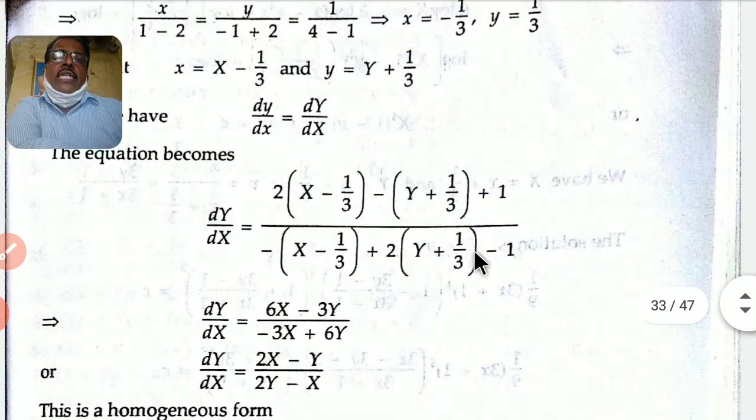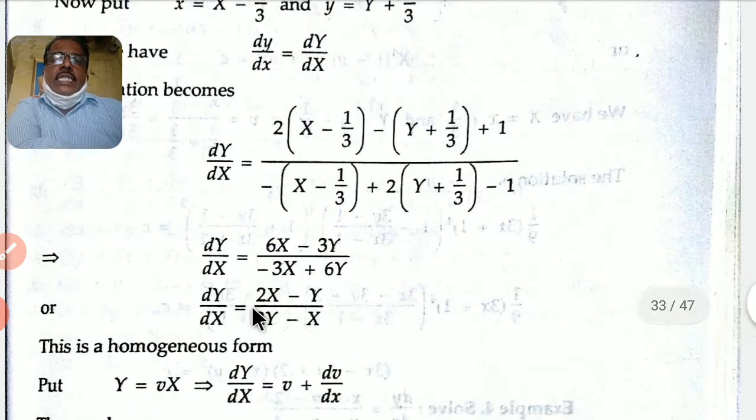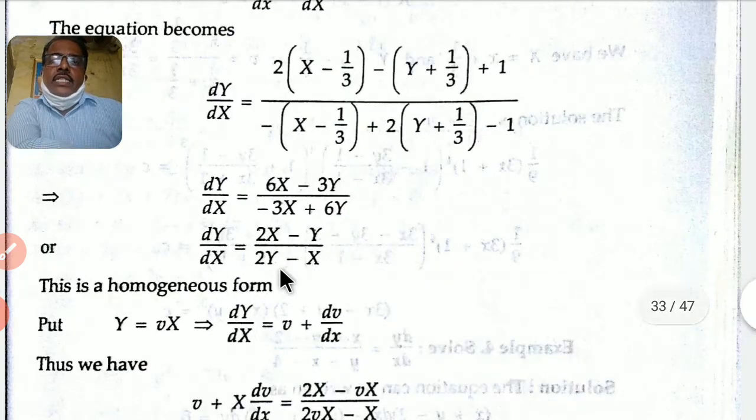Okay. So next is dY by dX is equal to, now simplify this and we get (6X - 3Y) divided by (-3X + 6Y). Then dY by dX, taking 3 common, becomes (2X - Y) divided by, here also we take 3 common, (2Y - X), the 3 gets cancelled, and we obtain this equation.